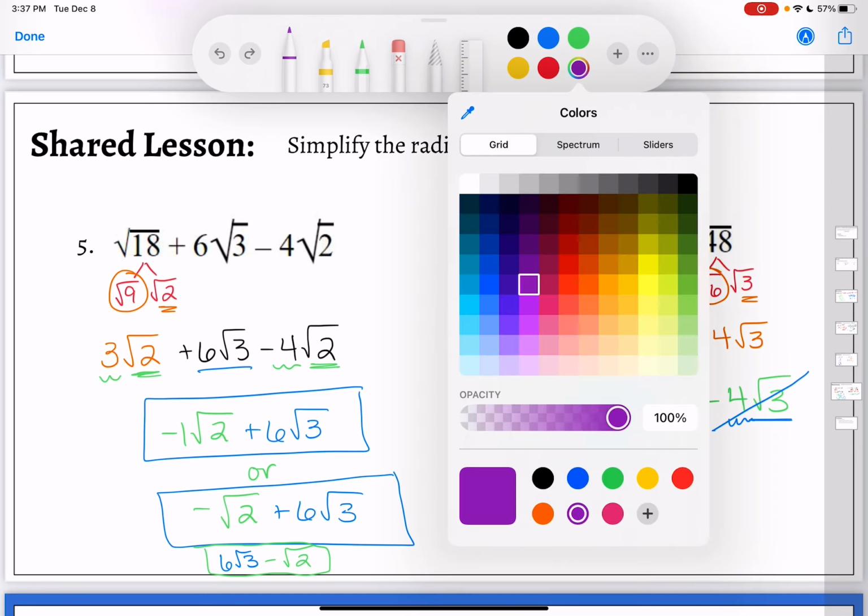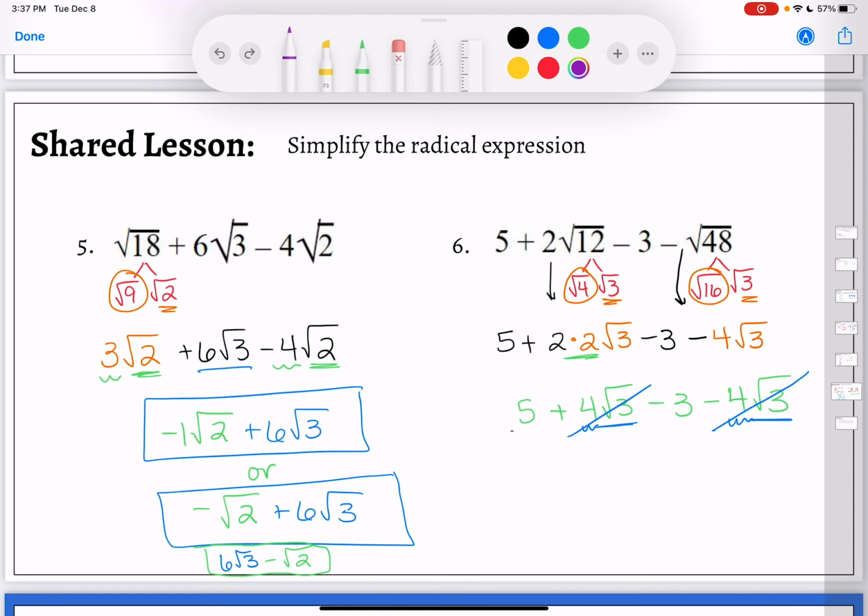All right, but I notice I still have a 5 and a negative 3. Now, even though those aren't radicals, they're still like terms, right? So 5 minus 3 gives me 2. And there are no more radical 3's left, so my final answer is just 2.